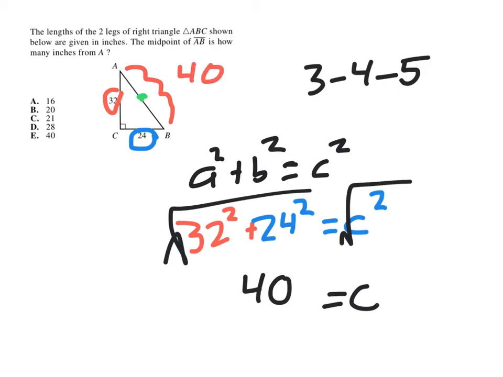Now I want to know what is the distance from A to the middle. Okay, well that distance then would be 20 because it would be half of that total 40. So the correct answer here would be the letter B, 20 inches.